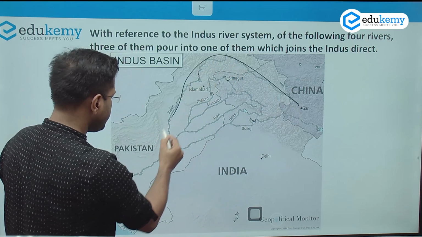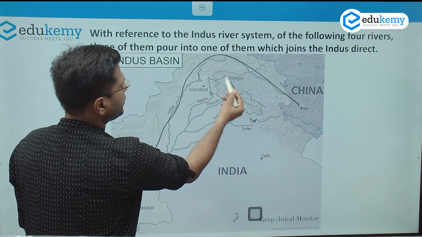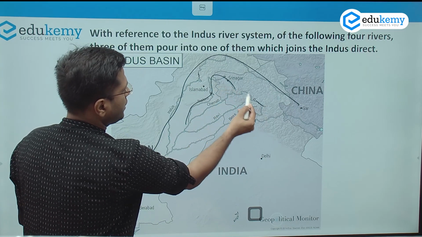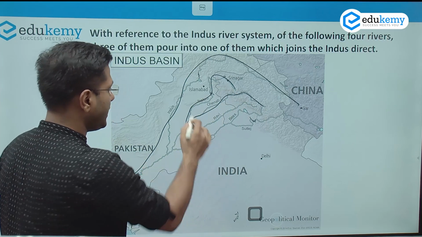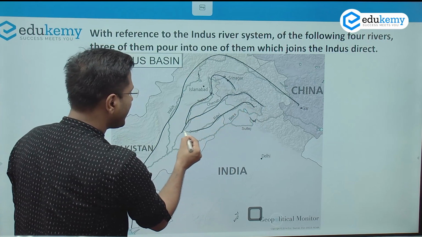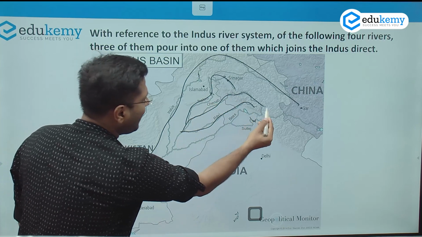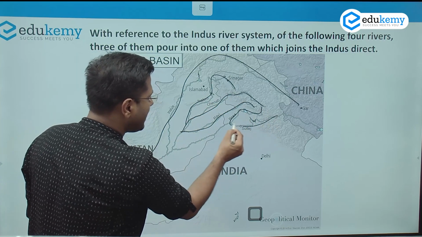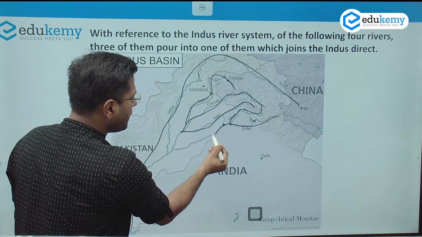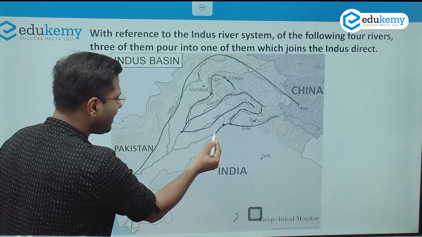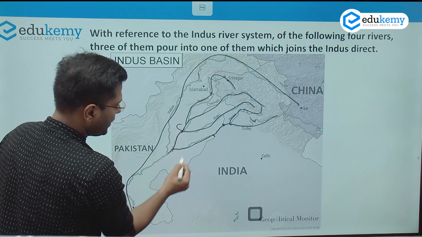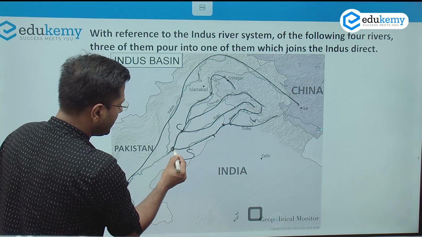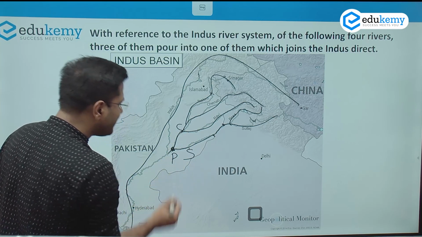So this is Indus, and left bank tributary Jhelum meets a longer, deeper and larger river, Chenab. And then we have Ravi, which again meets Chenab. Beas meets Sutlej in India itself, and Sutlej forms the border between Firozpur and Fazilka, and after that it moves to Pakistan. Chenab and Sutlej meet, and after that they are called Panchnad in Pakistan.